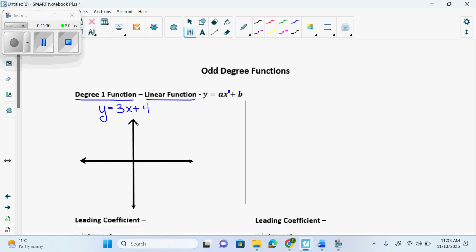So the b value is 4, correct? The b value is 4. Does anyone remember what the b value represents? The y-intercept? Why is it the y-intercept, though? When you say y-intercept, what should immediately pop into your head? X equals what? 0, correct?